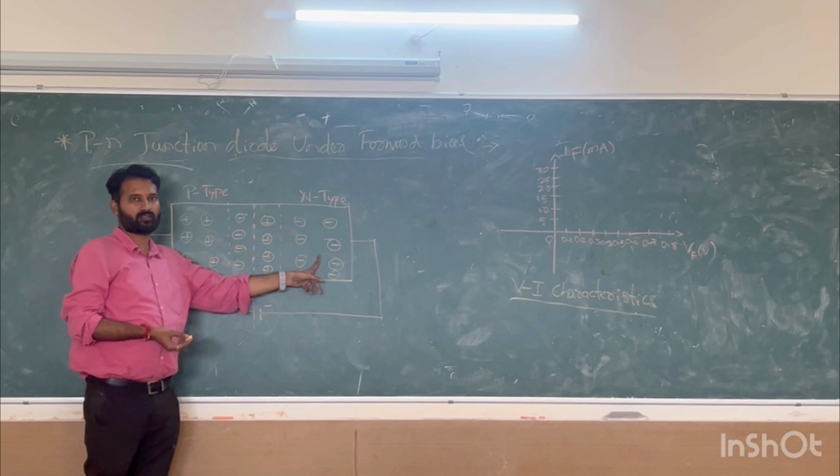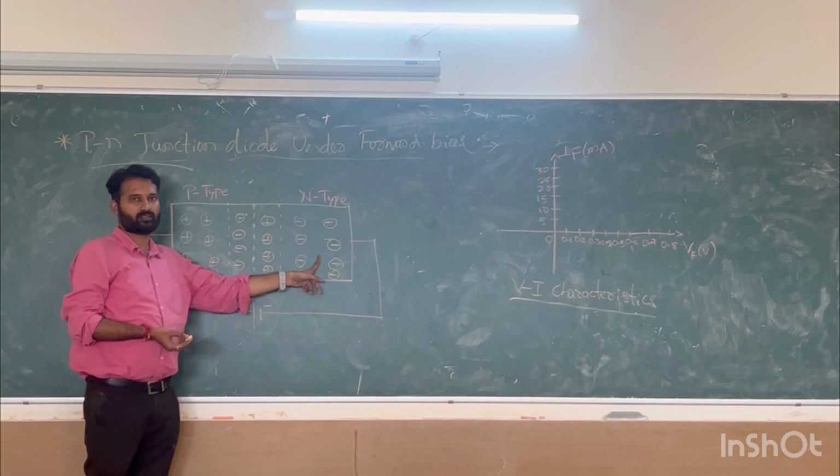So before explaining what we mean by a PN junction diode under forward bias, let me tell you what we mean by forward bias. Let me give a definition of forward bias. Focus here, and let me complete this diagram also by giving a definition.